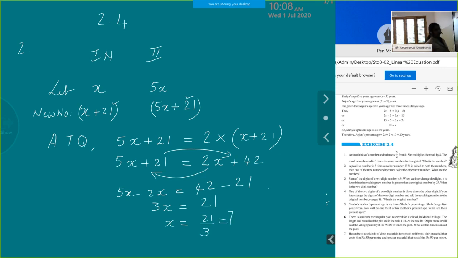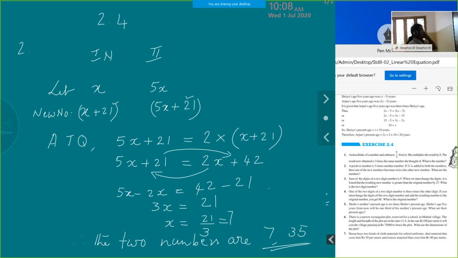So the question is, what are the numbers. Therefore, the two numbers are x and 5x. 5 times 7 is 35. So our answer is 7 and 35.